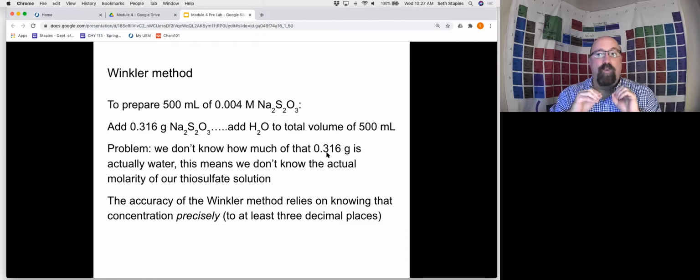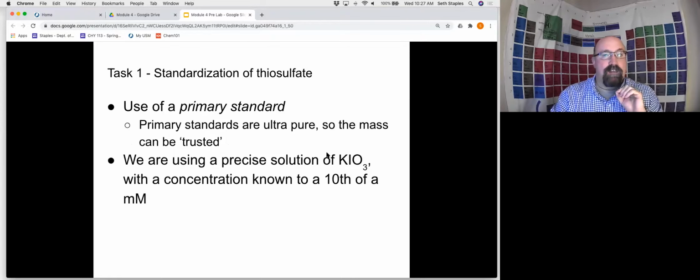And so this is where task 1 comes in. Task 1 is all about the standardization of the thiosulfate. It's all about once we make our solution. So at this point, we've made our 500 milliliters of 0.004 molar. We've taken our 0.316 grams, added it into our volumetric flask, and added water up to 500 milliliters. And so now we have our solution. Well, we don't know exactly what the concentration is. We know that it's around 0.004 molar, but we don't know it precisely. And so this standardization process is going to get us that information. It's going to tell us exactly what the concentration of our thiosulfate is.